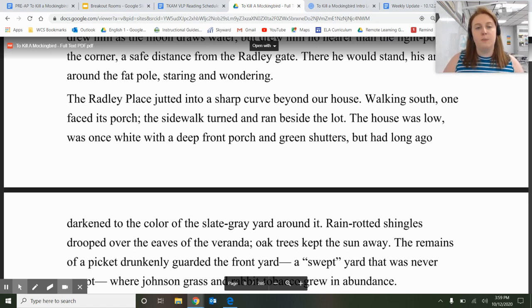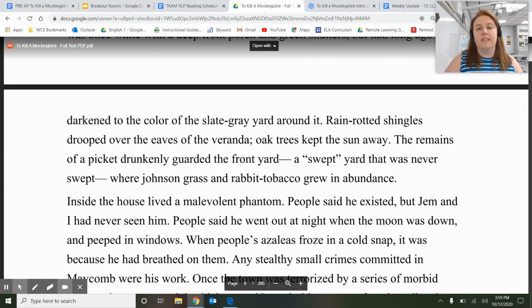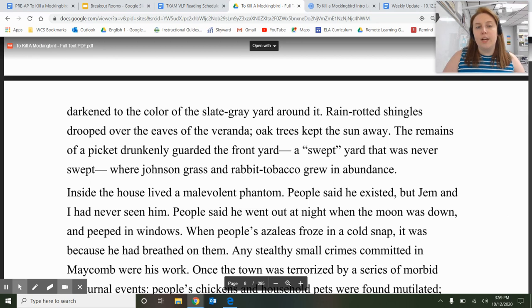Walking south, one faced its porch. The sidewalk turned and ran beside the lot. The house was low and was once white with a deep front porch and green shutters, but had long darkened to the color of the slate gray around it. Rain-rotted shingles drooped over the eaves of the veranda. Oak trees kept the sun away.